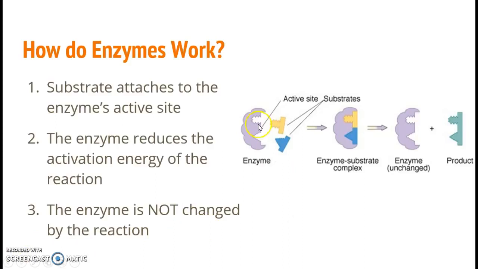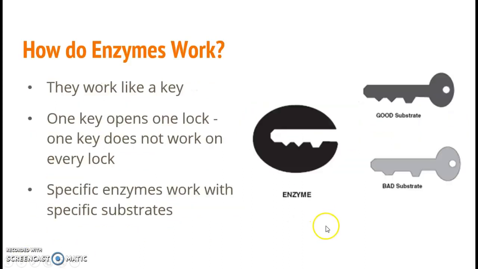If you noticed, the shape of the active site was very specific to the shape of the substrates. We say that enzymes work like locks and keys. Each key only opens one lock. You can't use a key and open every single house on your block. The shapes are very specific. And it's the same with enzymes. Each enzyme is only designed to work on specific substrates. This enzyme would definitely interact with this substrate, but the shape would not be right to interact with this one. So only certain enzymes do certain jobs.